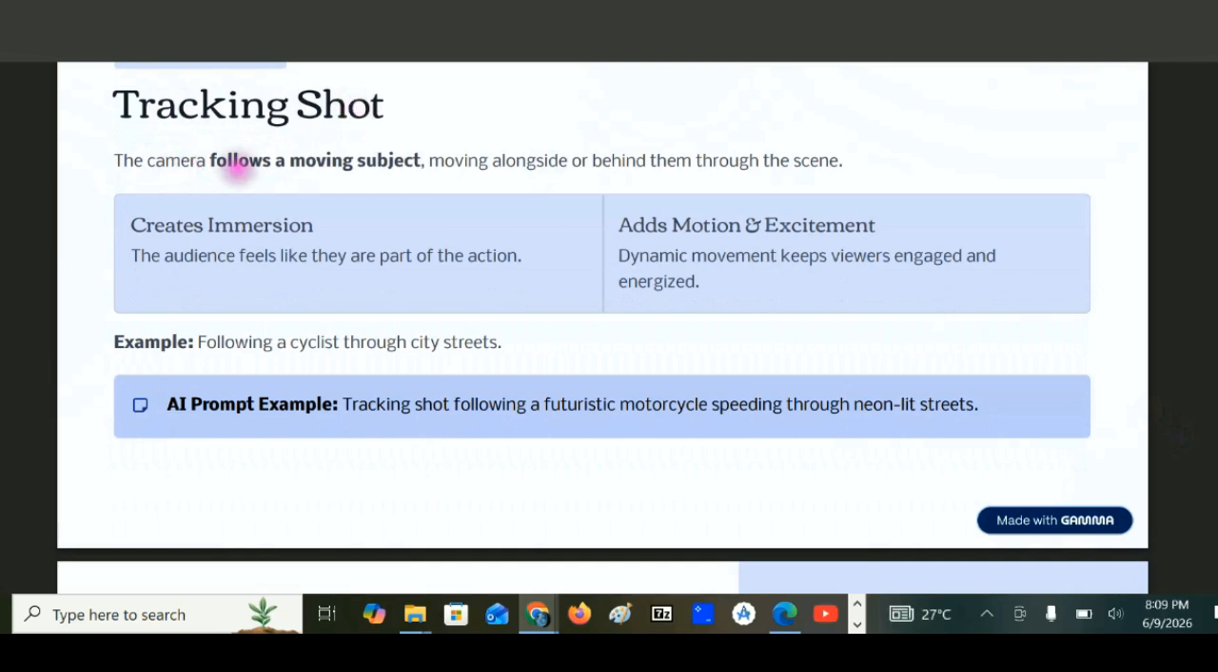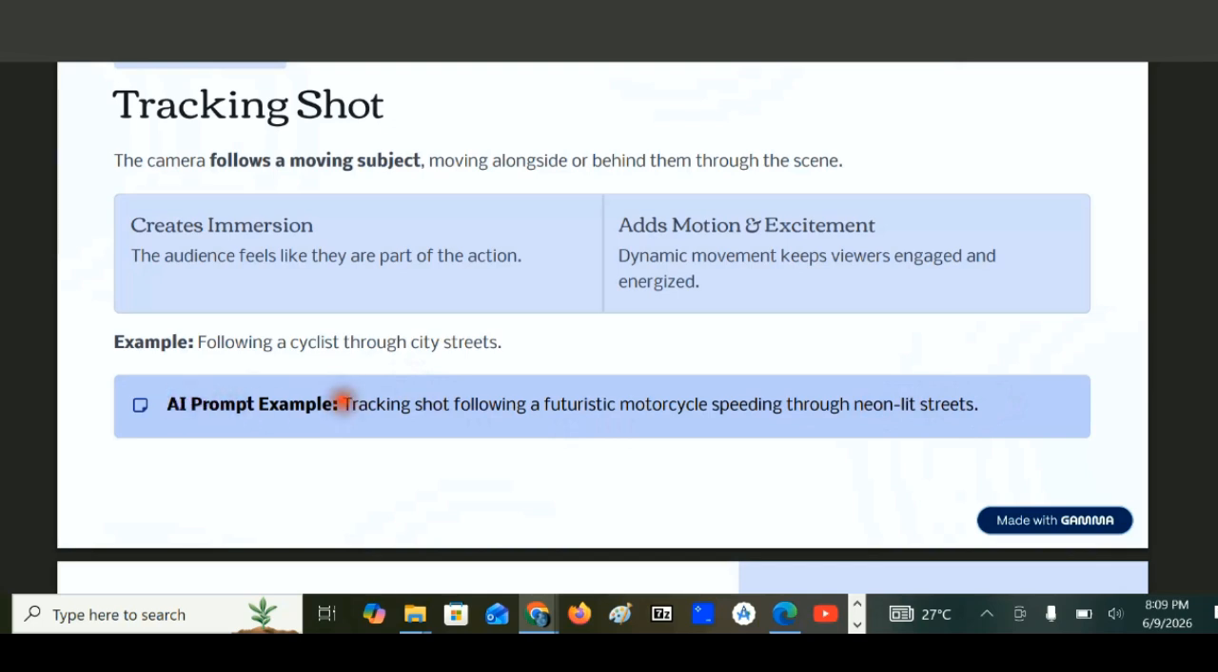Tracking shots. The camera follows a moving subject, moving alongside or behind them through the scene. It creates immersion; the audience will feel like they are part of the action. It adds motion and excitement; dynamic movement keeps viewers engaged and energized. Example, following a cyclist through city streets. So let's prompt the example: tracking shot following a motorcycle speeding through a neon-lit street.